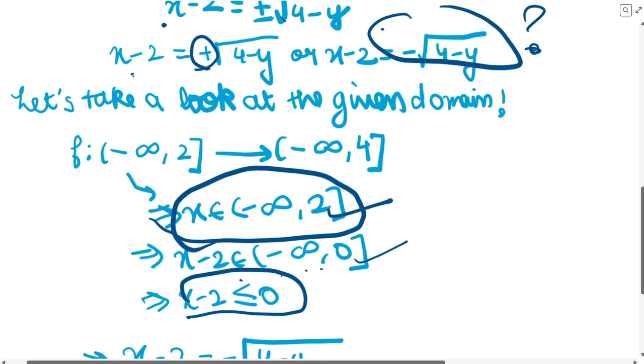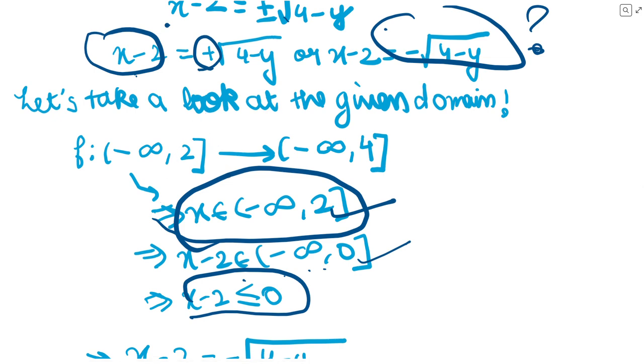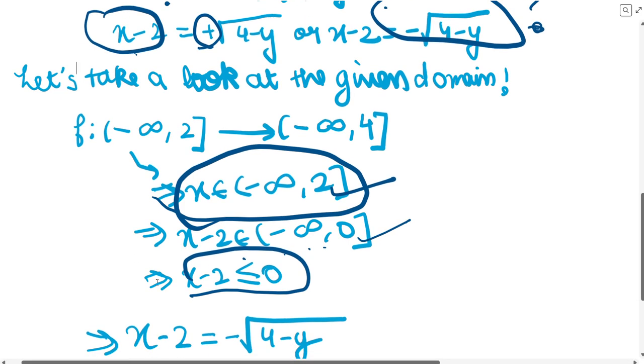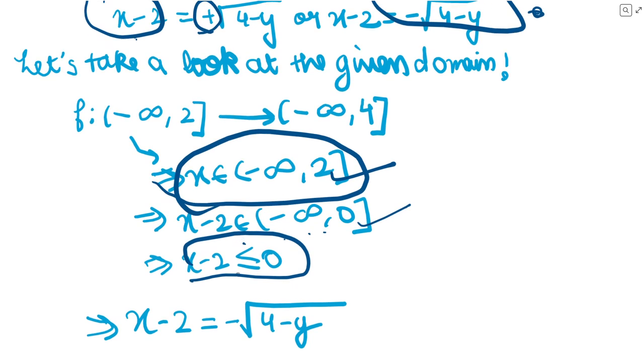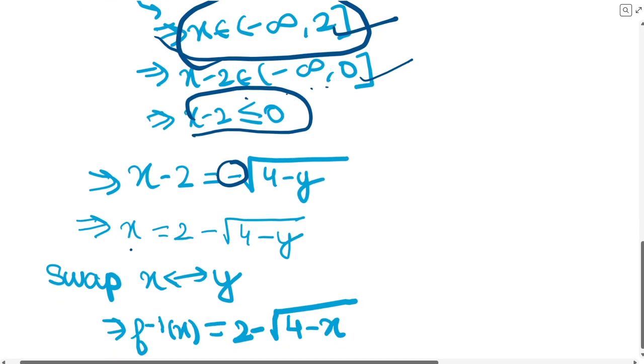Why are we finding x minus 2 here? Because previously we needed to check for x minus 2 only, whether it is positive or negative. So here we can see it is holding the negative values, or it can be 0. And the root can be 0 in our case also, which will make the condition an equality. That means we'll take the negative one. x minus 2 is negative under root 4 minus y, so x is 2 minus under root 4 minus y, after putting 2 on the right side.